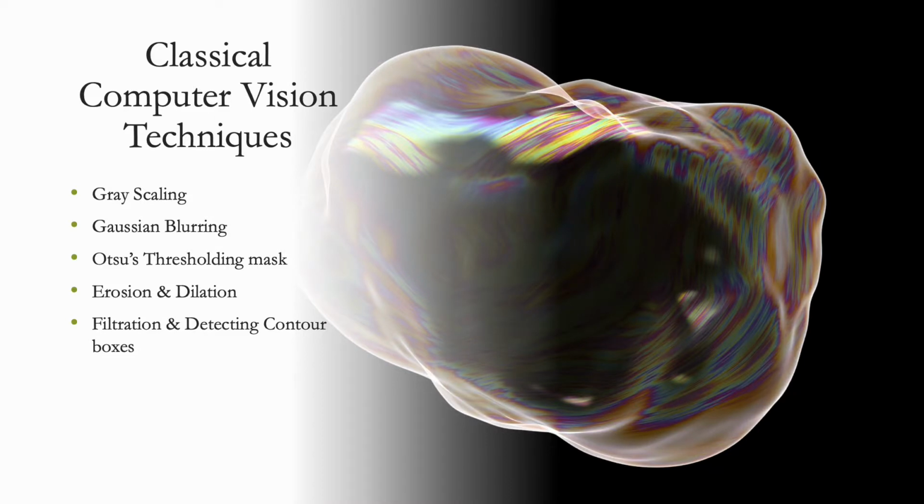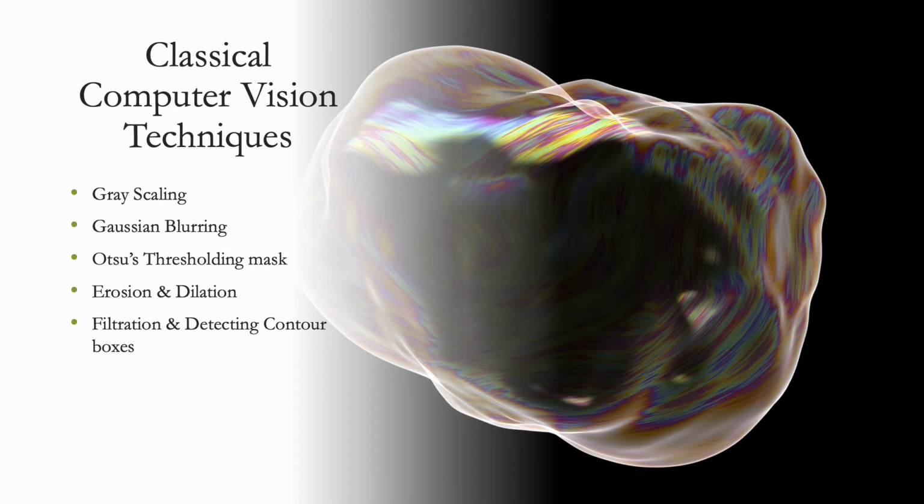Classic computer vision techniques, we're going to see five of them. Initially, grayscaling. It converts a 3-channel image to a single channel grayscale image, and then comes Gaussian blurring, applying a Gaussian function to an image to smooth or blur it. When it comes to Otsu's thresholding mask, it determines the most effective pixel threshold, giving clarity to an image, converting it to black and white. And then comes erosion and dilation.